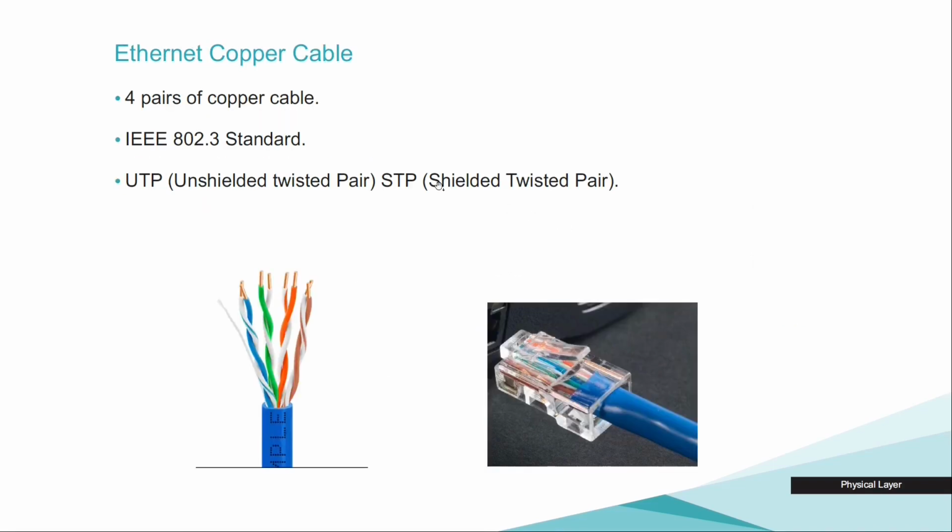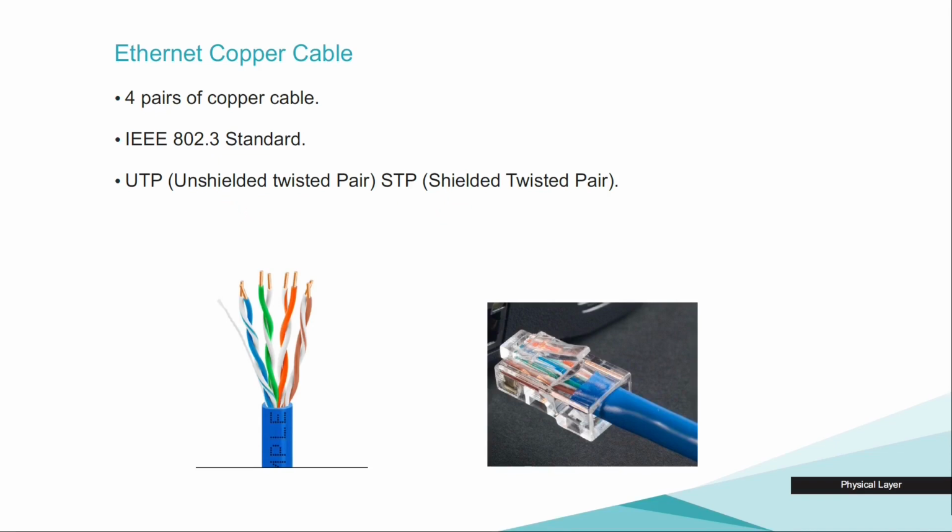We mentioned that there are copper Ethernet cables and fiber Ethernet cables. We will start with the copper Ethernet cable. The copper Ethernet cable consists of 4 pairs of copper wires. As you can see in our image, there are 4 pairs inside the cable itself. Copper Ethernet is a standard, and the standard name for this cable is 802.3. Ethernet cables can come as UTP, or unshielded twisted pair, and STP, or shielded twisted pair. Shielded twisted pair is more expensive than unshielded twisted pair.